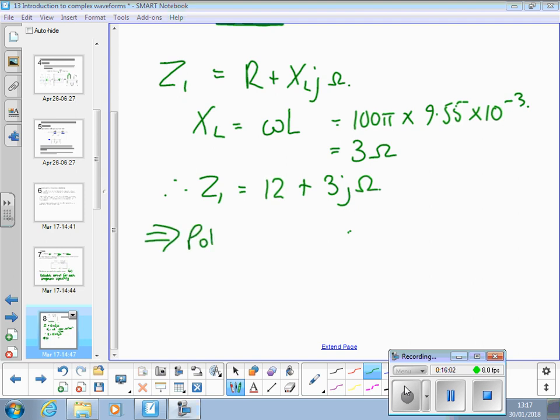Convert that to polar, please. 12.4 at angle plus 0.245 radians. And then we calculate now the current.